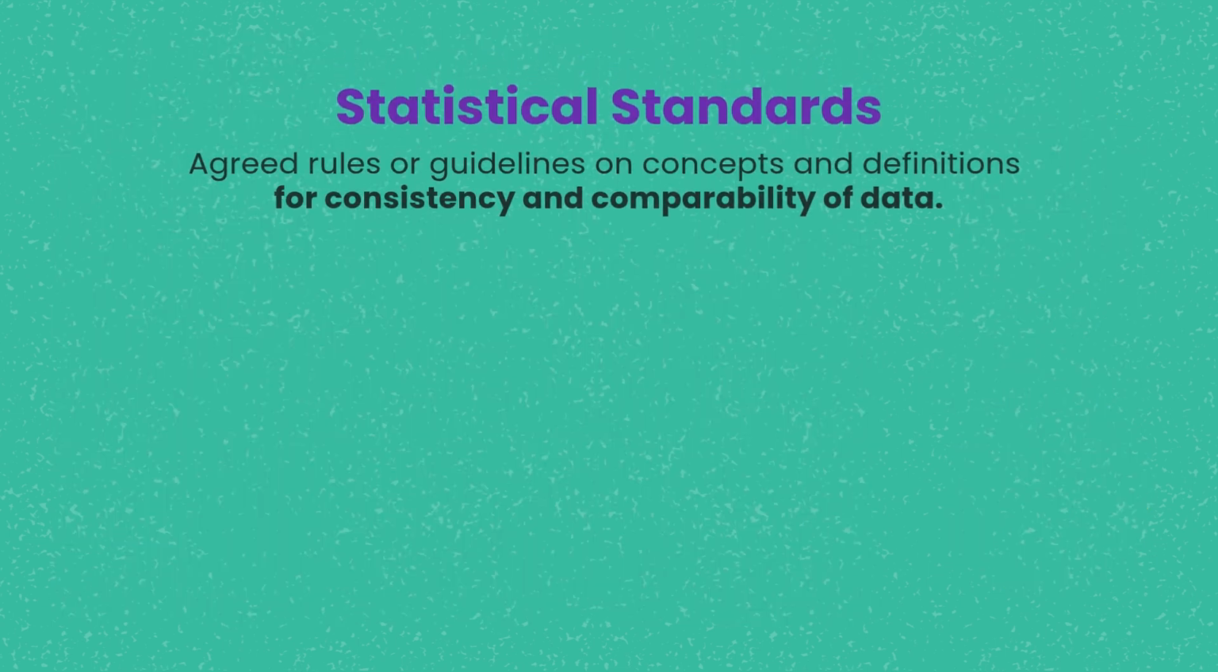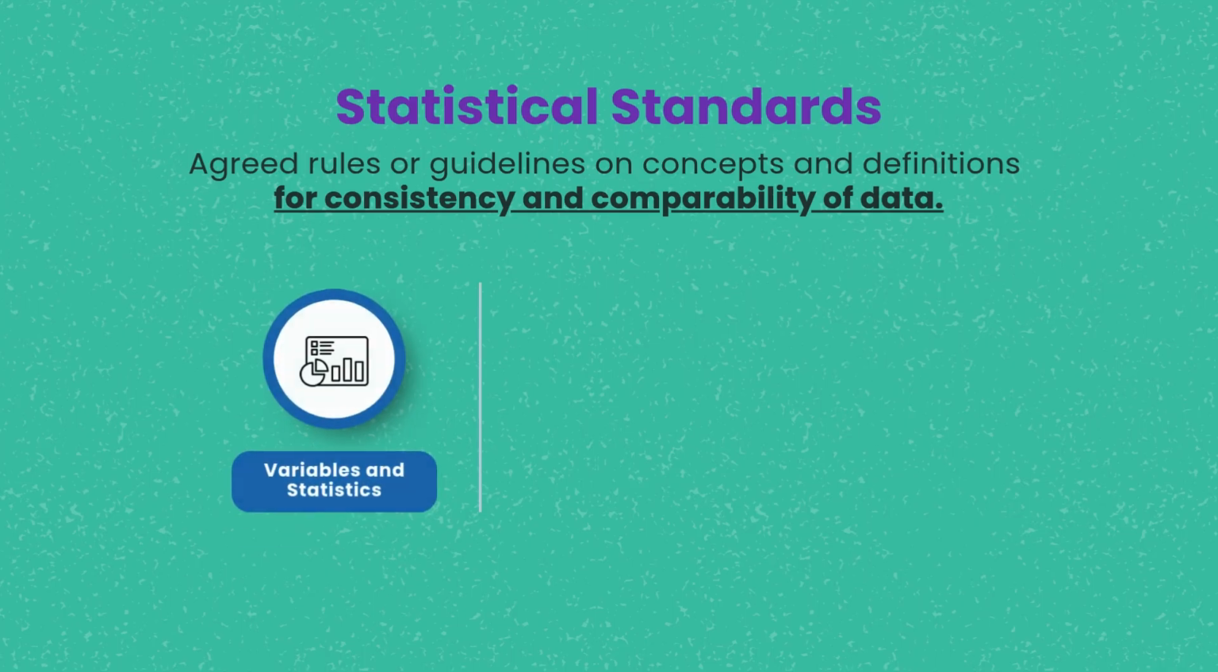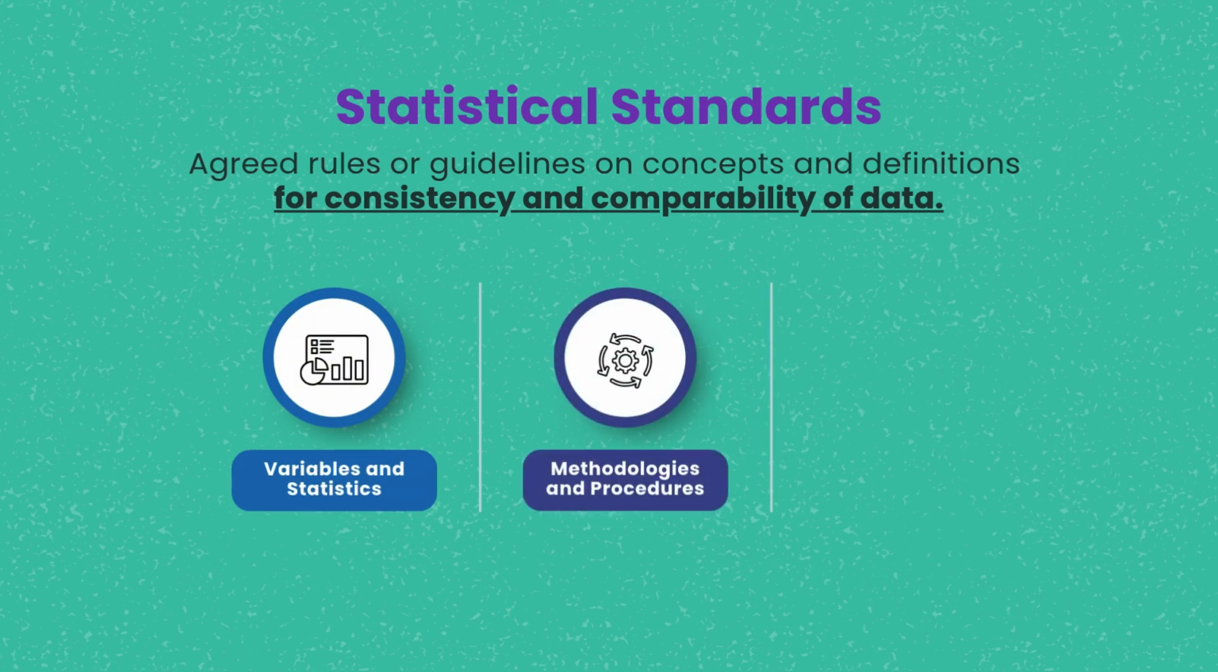The next component of data governance is statistical standards. They are agreed rules or guidelines on the concepts and definitions for consistency and comparability of data. Standards are used for statistical purposes, such as variable and statistics definitions. For example, what do we mean by head of household, dwelling unit, or how to compute for statistics like employment rate? There are also standards for methodologies and procedures, like how do you conduct a household survey or a business survey.